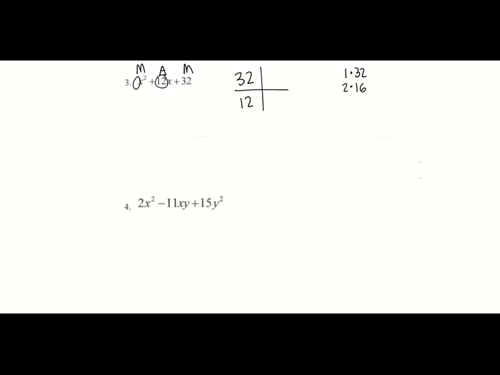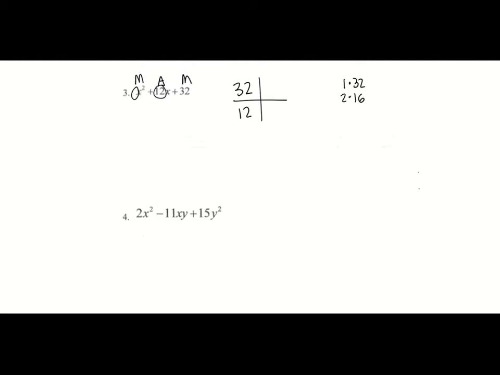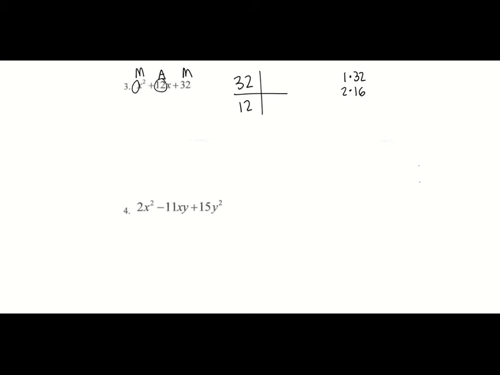nope, not yet. I can't multiply 3 by anything. 3 times 10 gives me 30, 3 times 11 gives me 33, so I can't really use 3. Let's try 4. 4, let's see, times 8. That gives me 32. If I add 4 and 8 together, 4 plus 8 gives me 12. So that is going to be my answer for this one. I have 4 and 8.